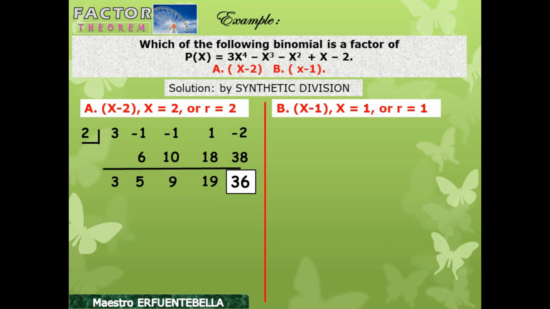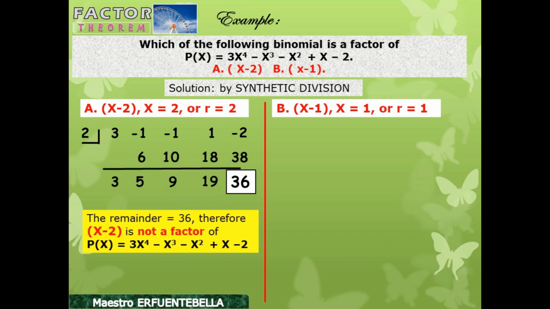So since the remainder is positive 36 and not equal to 0, therefore x minus 2 is not a factor of the given polynomial p of x equals 3x to the 4th power minus x cubed minus x squared plus x minus 2.